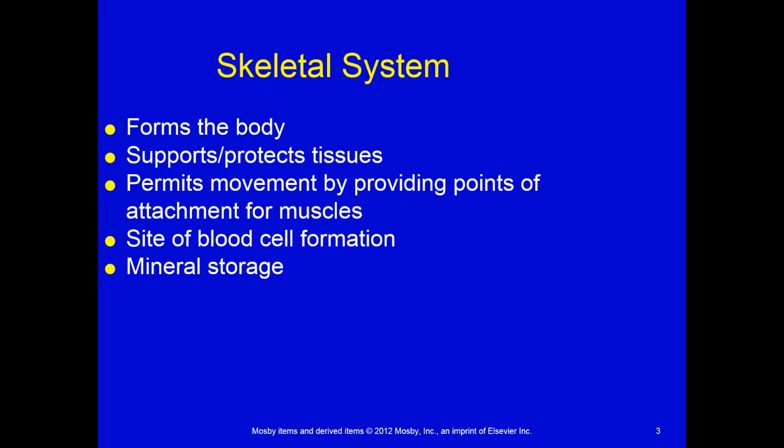So in terms of the skeletal system, obviously the most obvious functions are the structural foundation components of the skeletal system for our body. So it forms the body, supports and protects our tissues, and permits movement with the joints. But a lot of the other things maybe aren't as apparent, though certainly maybe intuitive now since we've finished our hematologic content. So we know now the bones are the site of blood cell formation, and we talked a little bit about mineral storage at the bones as well.